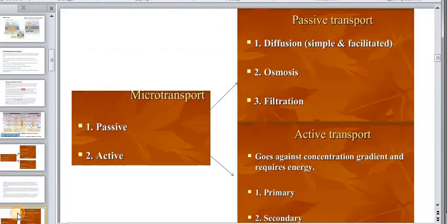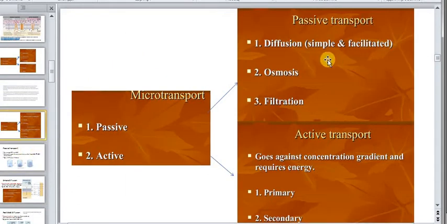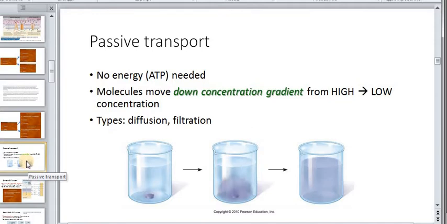So the next slide is about microtransport. Microtransport is divided into active and passive transport. Let's look at passive transport first. There are diffusion, osmosis, and filtration. Active transport can be different too. The general characteristic of passive transport is that it doesn't need ATP molecules, doesn't need any energy.